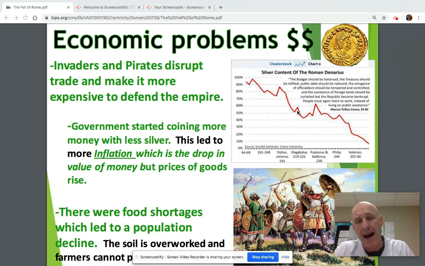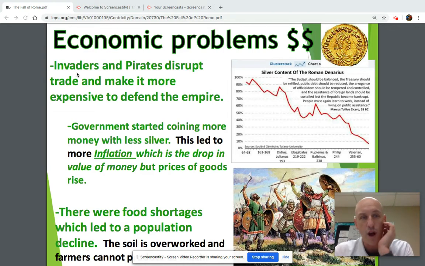And so when you go to buy a piece of bread, it used to take one denarius or $1. And because this denarius later on, 20 years down the road, has less value in it or less silver and gold, it's going to take 5 denariuses to buy the same thing. We call that inflation. So inflation was going up big time.